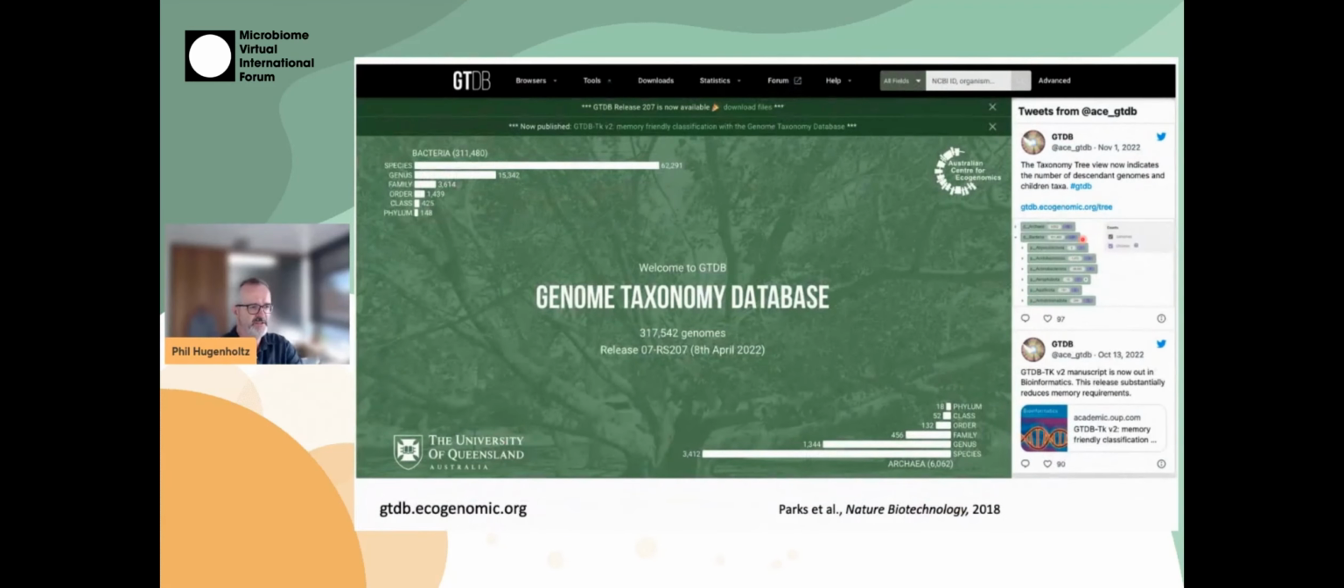So the Genome Taxonomy Database is hopefully familiar to many of you. It's a resource which provides a standardized phylogeny-based classification of prokaryotic organisms, bacteria, and archaea. We have been slowing down the releases. We're now at about a yearly release. I think that's probably better because that gives a little bit more time for people to use the current release, and it gives us a bit more time to work out new developments.